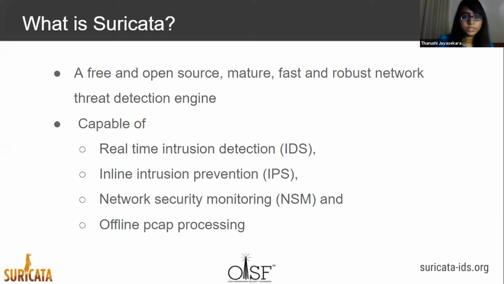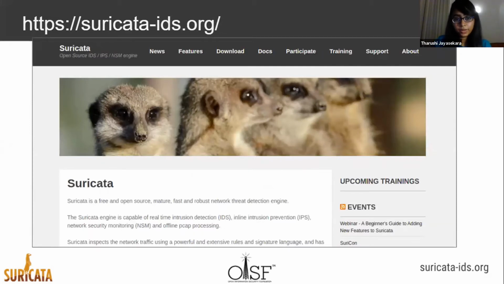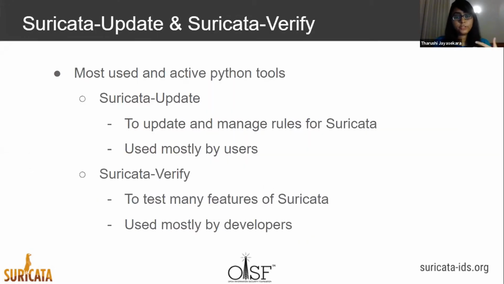Moving on, most of you might be wondering, what exactly is Suricata? It's a free and open source network threat detection engine that is fast and robust. It's capable of many things, such as real-time intrusion detection, inline intrusion prevention, network security monitoring, and offline PCAP processing. You can find more details about Suricata on the official website, suricata-ids.org.